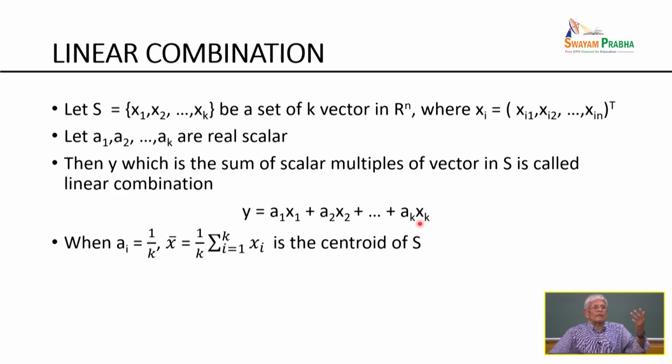And what is an example of a linear combination? If I pick a_i equal to 1 over k, y is equal to 1 over k times the summation of x_i. What is that? That's called the centroid, the average. With me? So the average of a set of vectors, the centroid of a set of vectors, is a linear combination. That's an example.